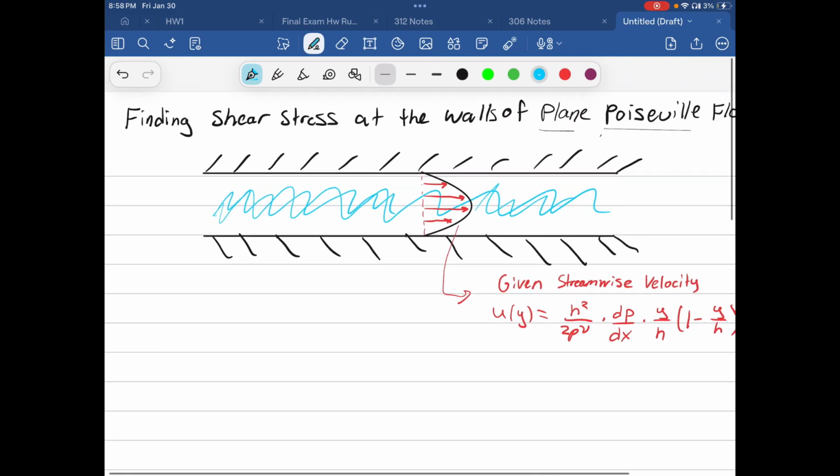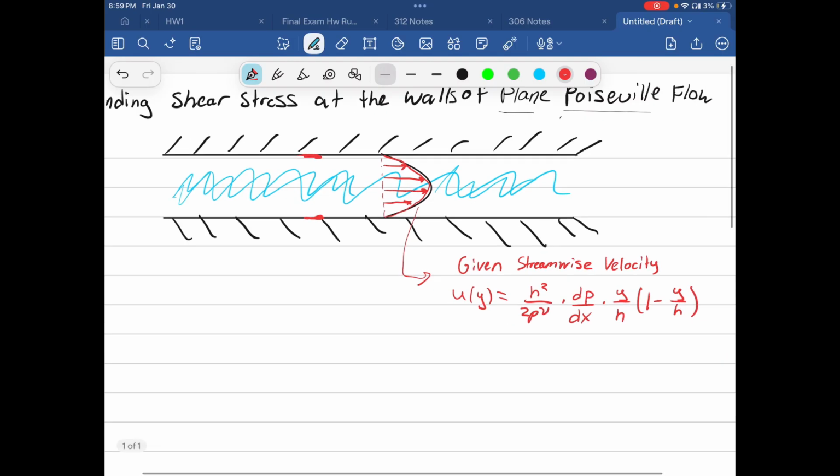And so the problem asks us to find the shear stress at the walls of the plate. So we're going to find shear stress here. And so we're given the velocity profile for the plane Poiseuille flow, right? It's going to be this parabolic shape here. And so we have u of y equals h squared over 2 rho mu, right, this first term, times dp dx times y over h times 1 minus y over h.